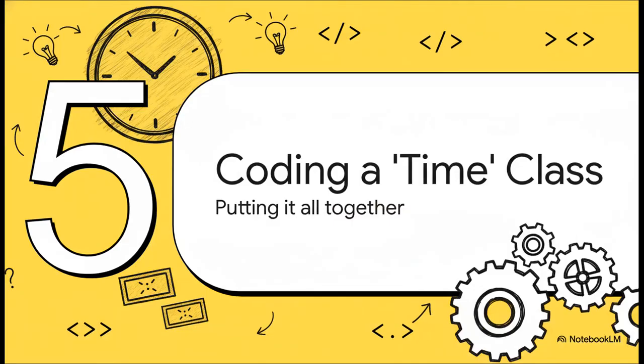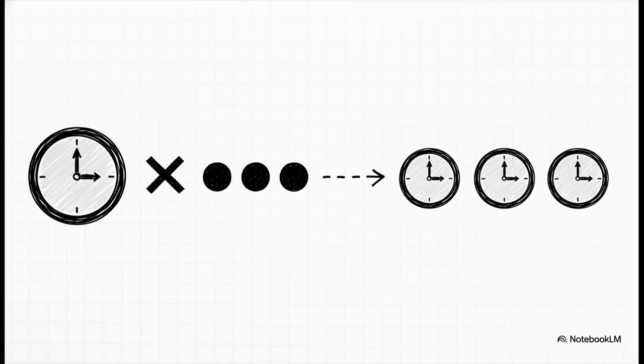Okay, that's enough theory for now. Let's put all this into practice. We're going to build a time class from the ground up and use it to solve a couple of real challenges. So, challenge number 1, multiplication. Our goal is to design our time blueprint so that we can take a time object, let's say 2 hours and 20 minutes, and just multiply it by a regular number, like 3.